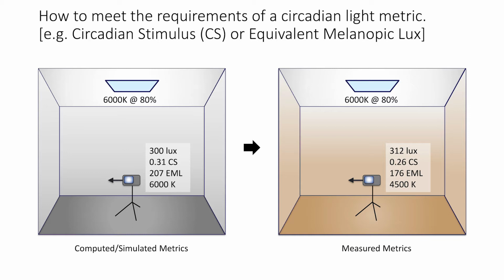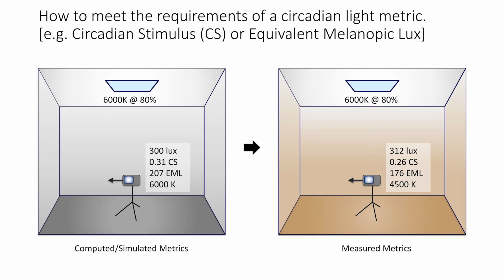And it looks like we maxed out over the 0.3. So this is great. It's going to stop the production of melatonin. It's going to stimulate us, and everything's great. We get into the room and we take the actual measurement and we go, oh, what's happened? The light level seems to have gone up, but the circadian stimulus doesn't meet our requirements.